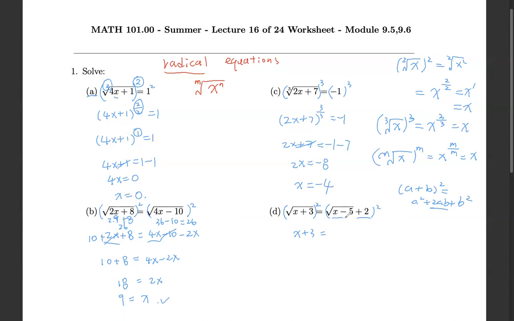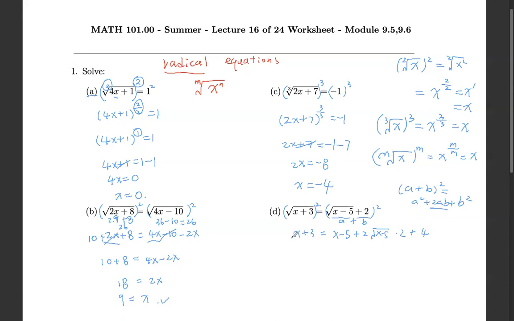So let's treat this one as a, and this one as b. So we have a plus b. So I have a squared, which is square root of x minus 5 squared, well, just x minus 5. Plus 2 times square root of x minus 5 and times this 2, b. Then plus b squared, 2 squared, which is a 4.